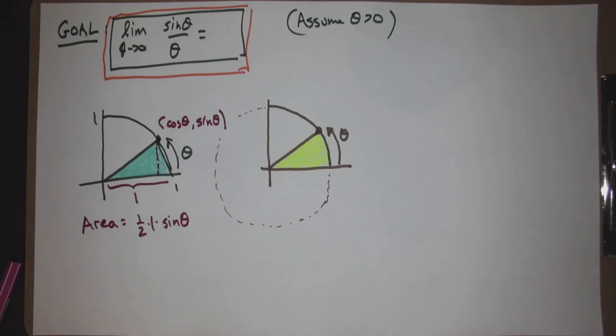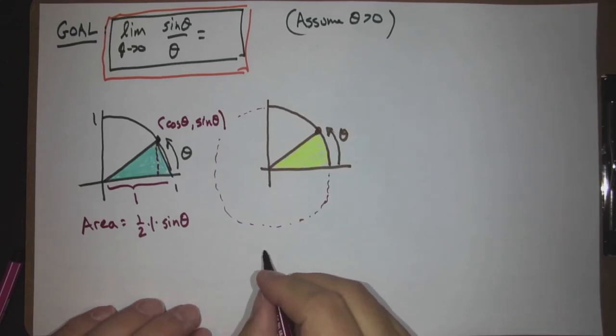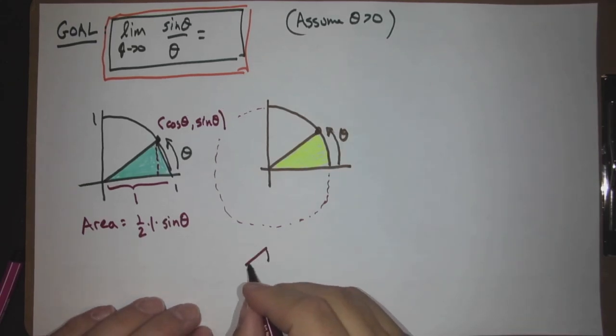Okay, so let's go through it. All right. So I want the area of my yellow slice. So here's my yellow slice.